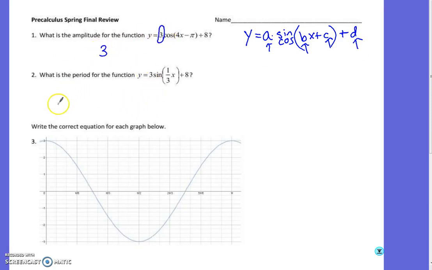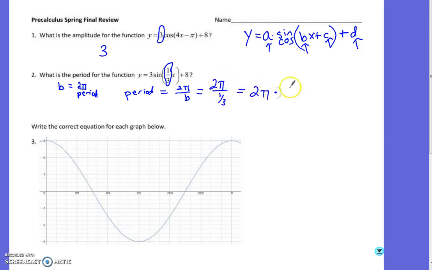The period was slightly more difficult than that. Well, if you look back through your notes, we'll see that b was equal to 2 pi divided by the period. Or, the other way we looked at that formula, the period was equal to 2 pi divided by b. So in this case, b is the number with the x that's right inside the parentheses. So this is going to be 2 pi divided by a third. And when you divide by a fraction, you keep the numerator, you change it to multiply, and that becomes 3 over 1, or just 3, which is 2 pi times 3, which is 6 pi. So number 2 is 6 pi.